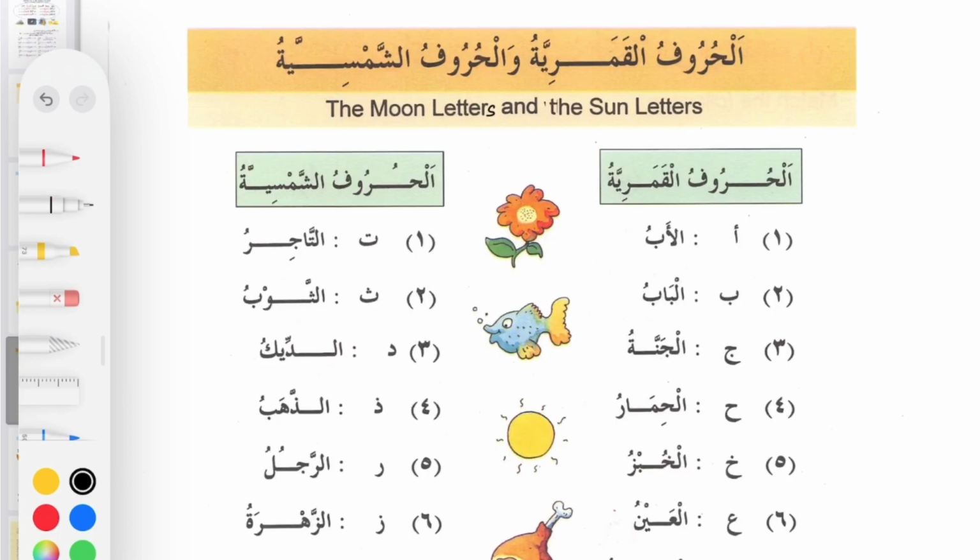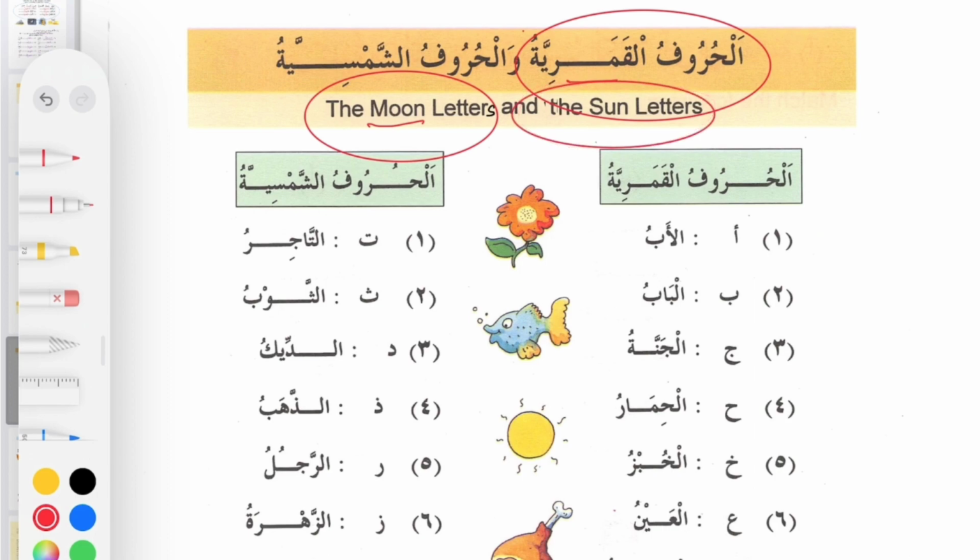And now I am going to teach you how to read a moon letter or a sun letter in a word with al, when the word starts with a moon letter or a sun letter. First of all, we will understand what the moon letters and the sun letters are. The moon letters are called in Arabic al-huruf al-qamariya, because moon means qamar. The sun letters are called al-huruf al-shamsiyya, because sun means shams.